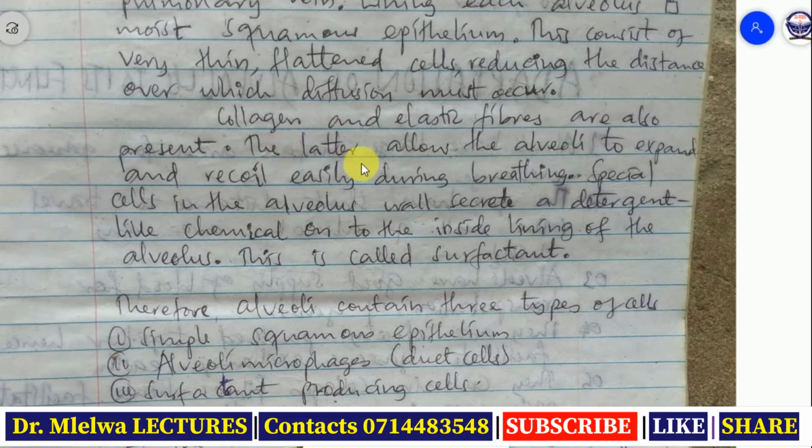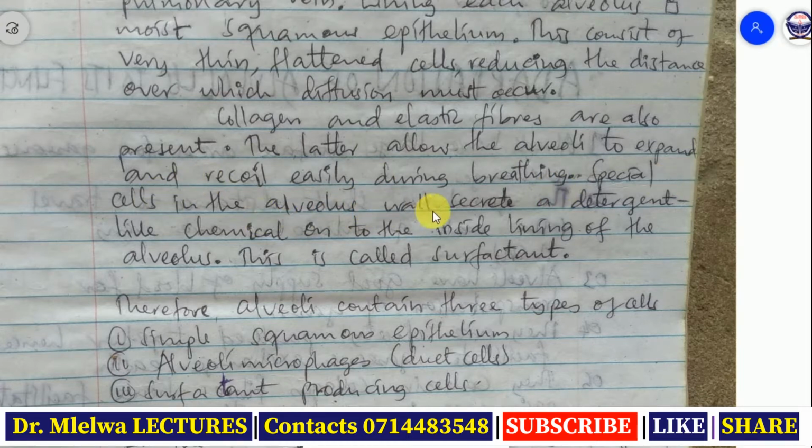Here it says "the latter." When you see collagen and elastic fiber written, the latter means the one that comes last, which is the elastic fiber. So the latter, which is elastic fiber, allows the alveoli to expand and recoil easier during breathing.